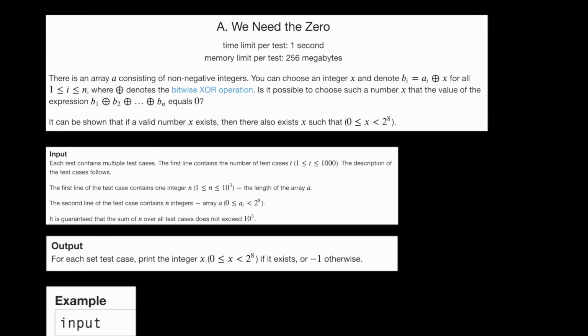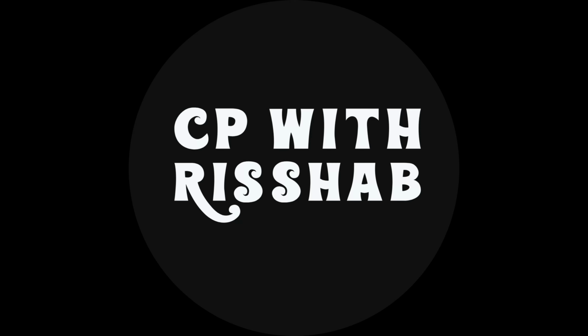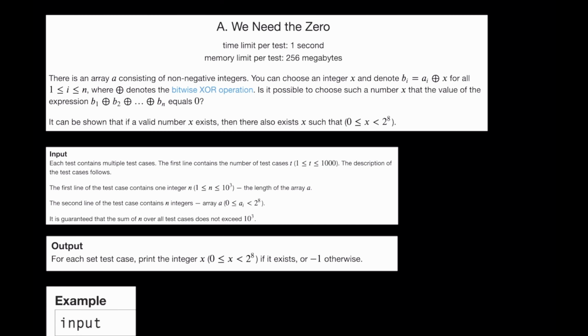Hope you're all well. So today we are going to discuss the 24th problem in the TLE Eliminator CP sheet, 800 rated problems. The problem name is We Need the Zero. So let's start. Let's start by reading the problem statement first.